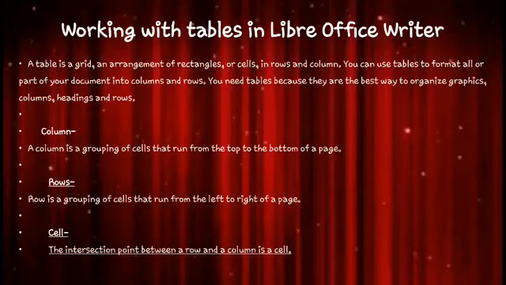What is a column? A column is a grouping of cells that run from the top to the bottom of the page. Then what is a row? A row is a grouping of cells that run from the left to right of your page. The cell is nothing but the intersection point of a row and column. These are the terms you should know in the creation of tables.